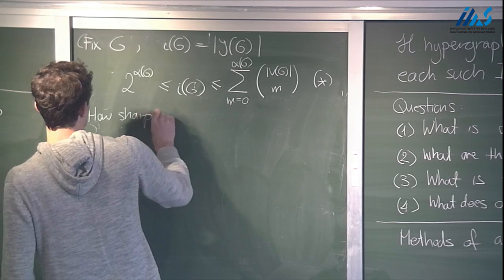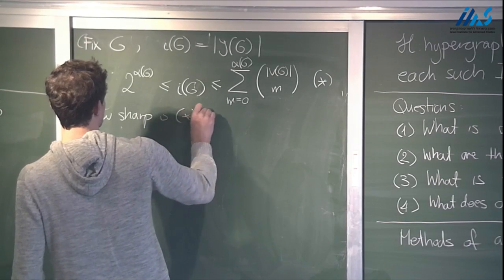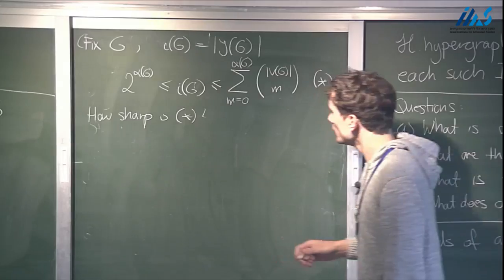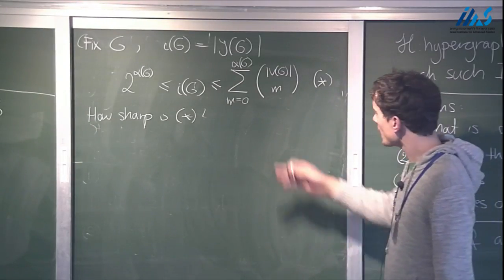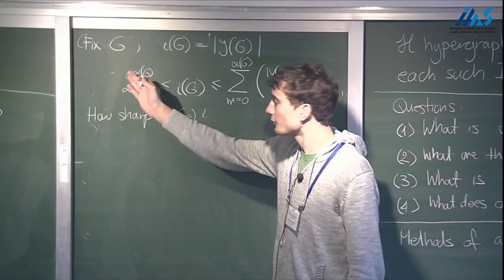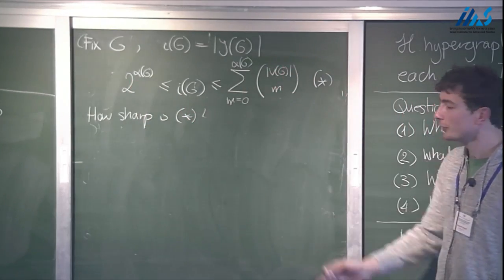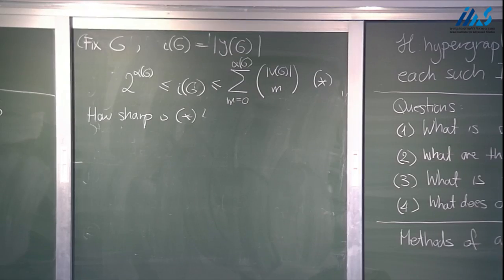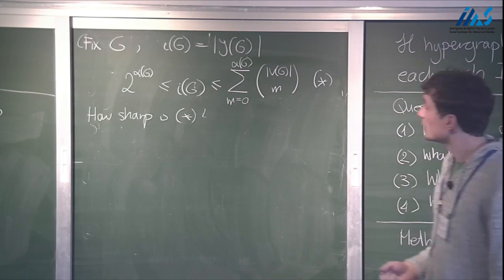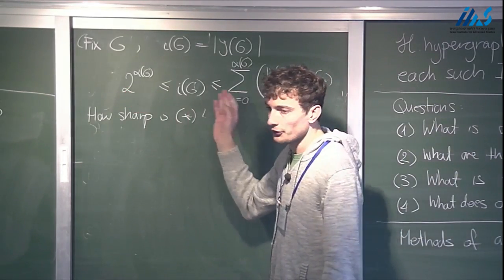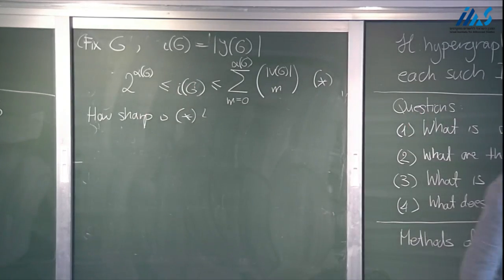So how sharp? The only case where these two bounds are very, very close is if alpha of G is very, very close to the number of vertices. So if this graph is almost empty, then of course almost every set is independent. So this is good.